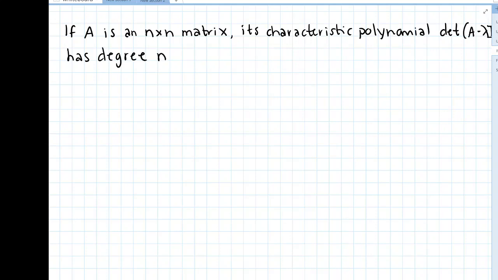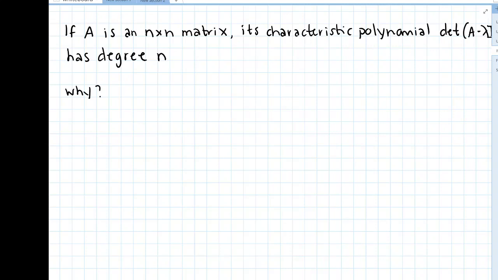So we've seen that to be true. If you looked at all the examples we did last time, those were all quadratic, and we were working with 2x2 matrices. Today we just did an example where it was a 3x3 and it came out to be cubic, degree 3. So I just want to give you a little bit of justification for why this is.